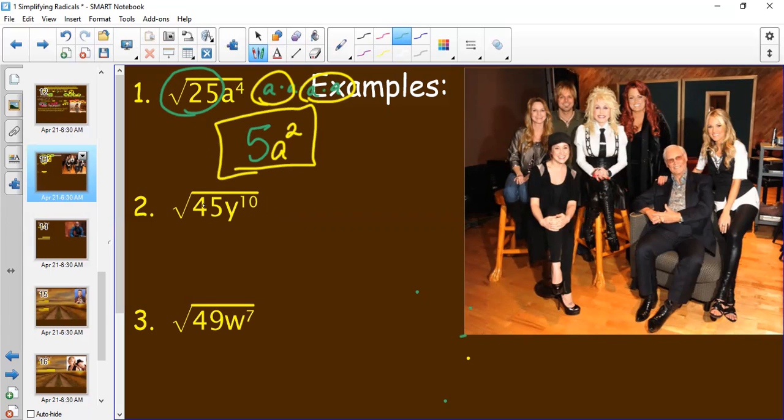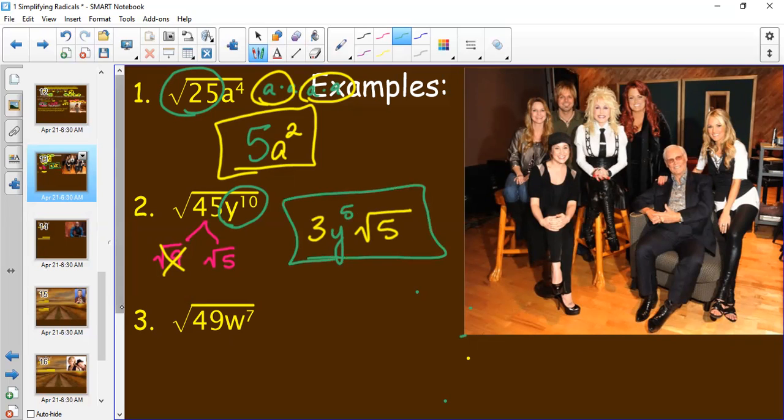Square root of 45. That is not a perfect square. We don't know the answer to that, so we have to split it into 9 times 5. Square root of 9 is 3. That goes outside. Square root of 5 stays inside. I don't know the answer to that. Now we're going to go to the y's. How many pairs of y's? We have 5 pairs. Pairs go outside. Leftovers stay inside. I didn't have any leftovers, so this would be my answer.